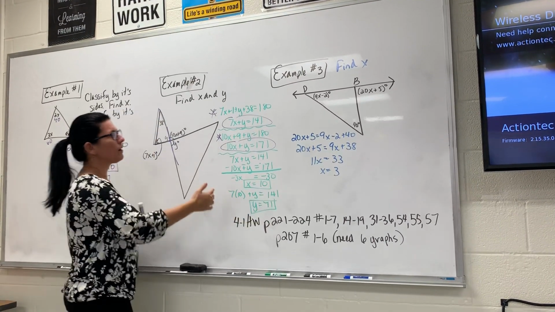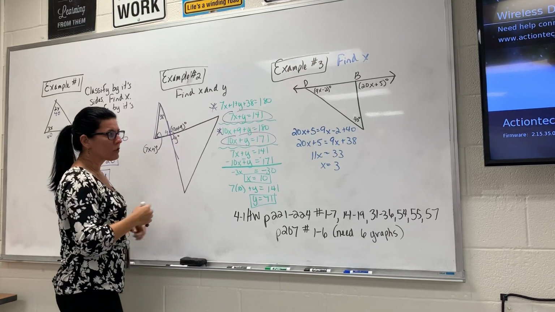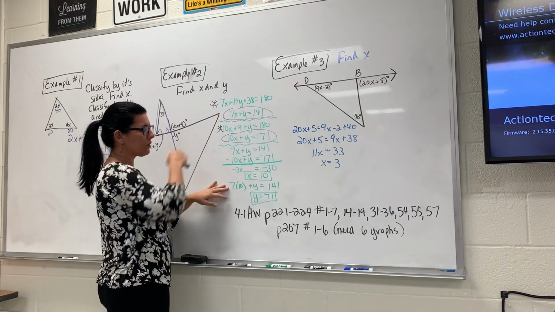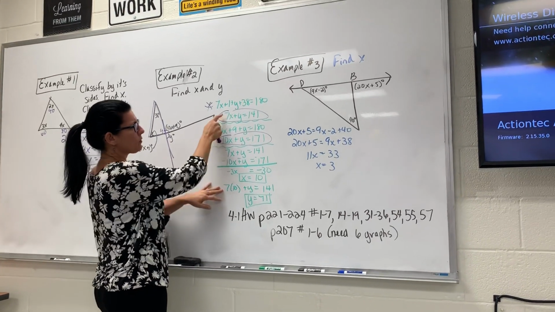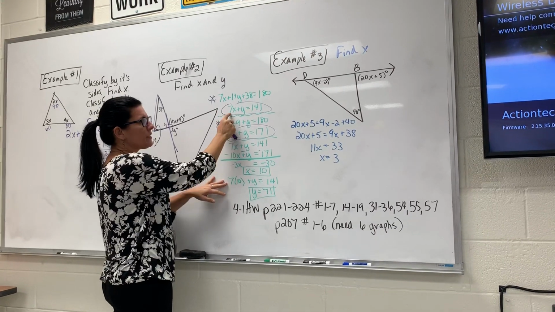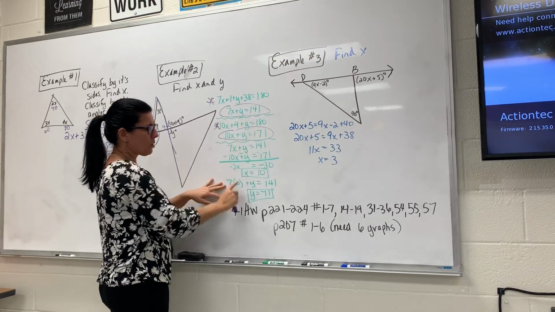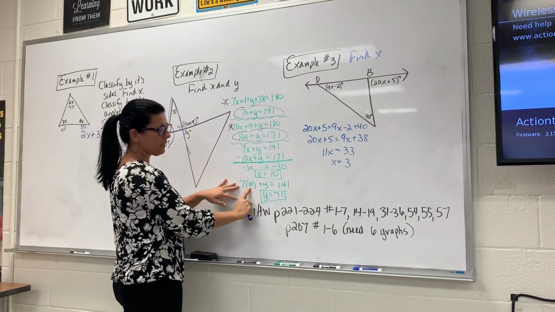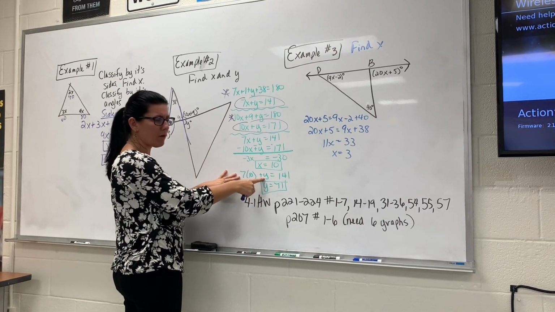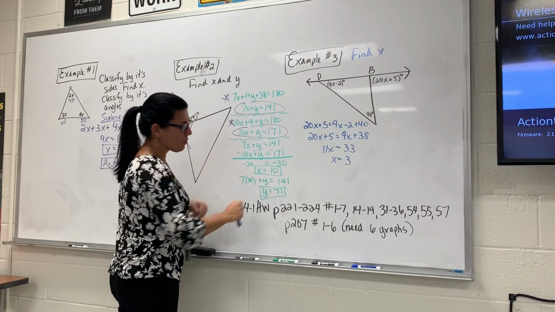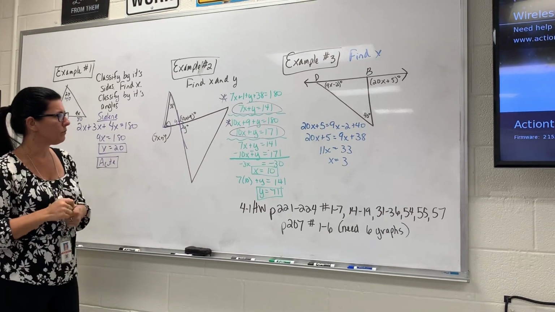So I'm halfway there. I still have to find what y is, so you plug it back into one of my original equations. I picked this one. So instead of 7x plus y equals 141, I plugged 10 in for x, so now I only have one variable. When I solved that, I got y equals 71, which is what we needed to do.